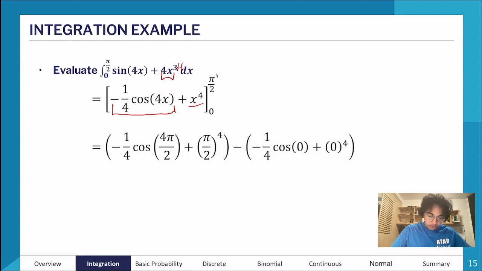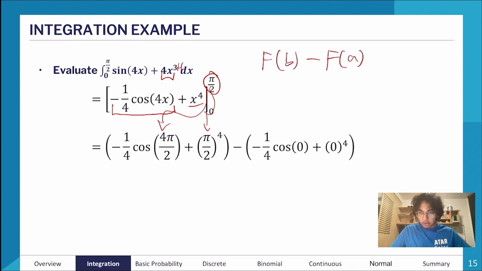What I've done here is I've subbed in pi on 2 into the calculated expression from earlier. Then I've subtracted that from subbing in 0. So really all I've done is F of b minus F of a, just following the fundamental theorem of calculus. And then from there, it's a matter of evaluating it. Now, evaluating it can be a little bit challenging, especially with these sorts of long questions, right?